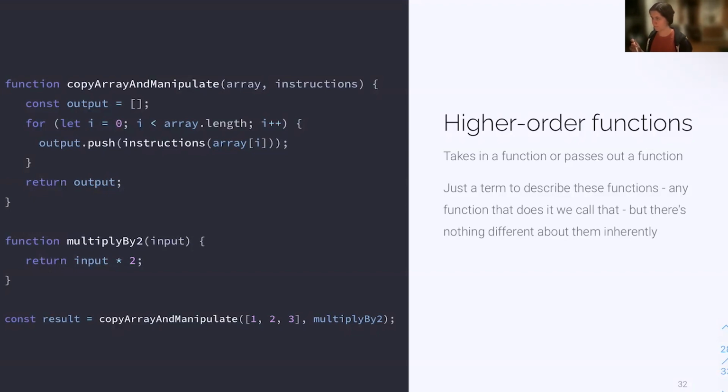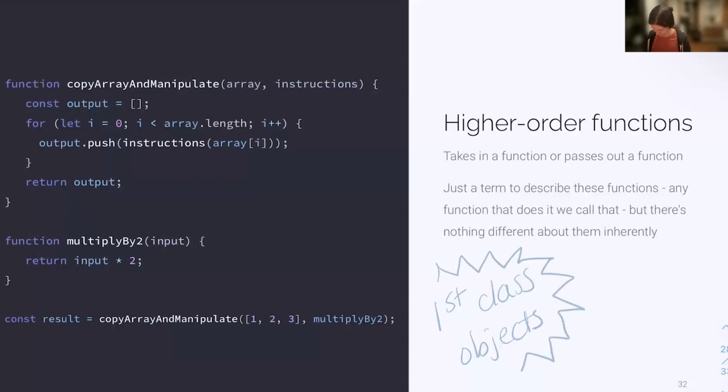Cool. And why is this possible? Connor, why is this possible? What are functions in JavaScript? They are first-class objects. They get special treatment because of this fact.